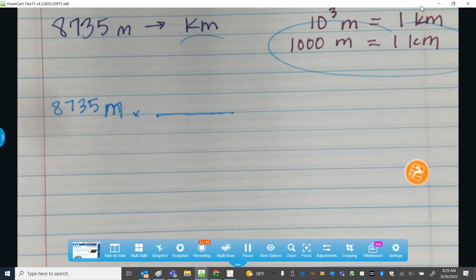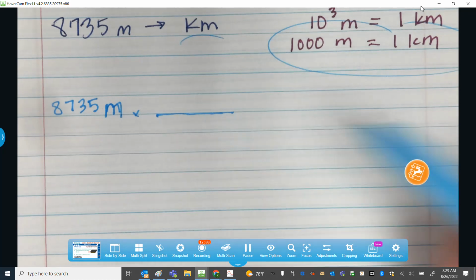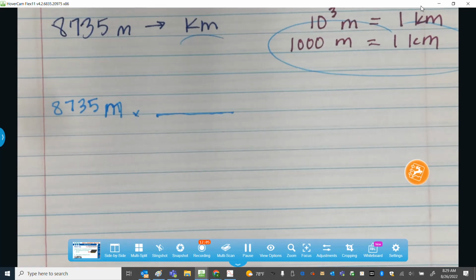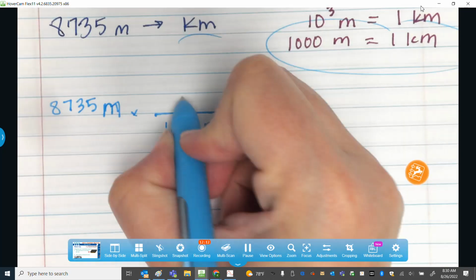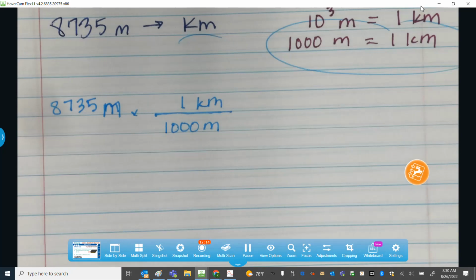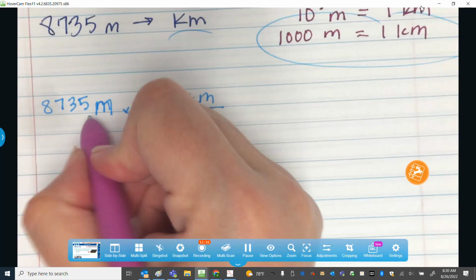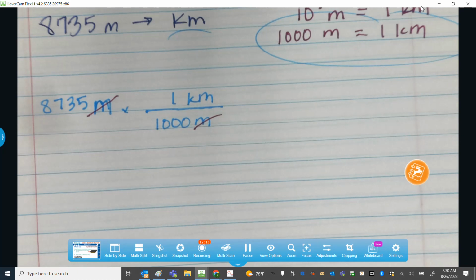And so I'm going to plug this in as a ratio. They're equal to each other, so I'm not changing the value of my answer. I'm just changing the unit. And so I'm going to put 1,000 meters down here, and I'm going to put 1 kilometer up here, and I'm doing that because it allows me to cancel that unit. Okay, and get kilometers.